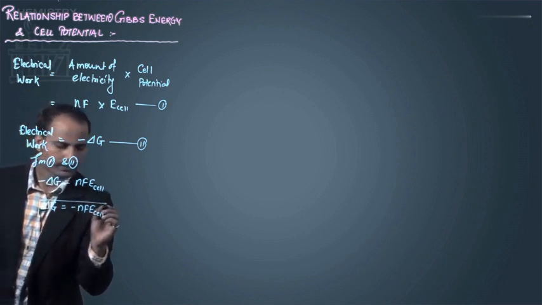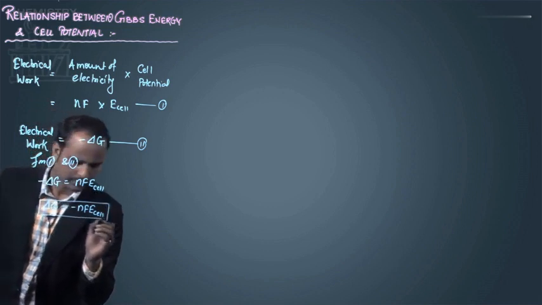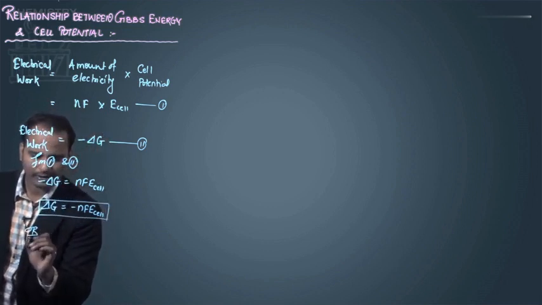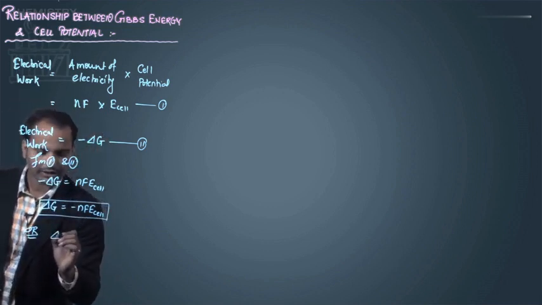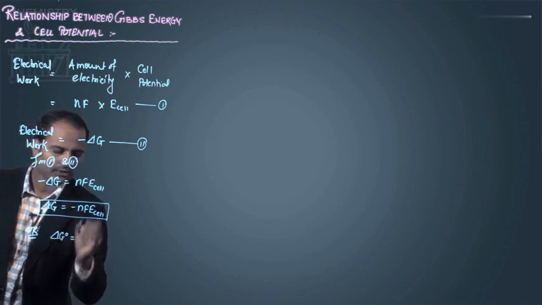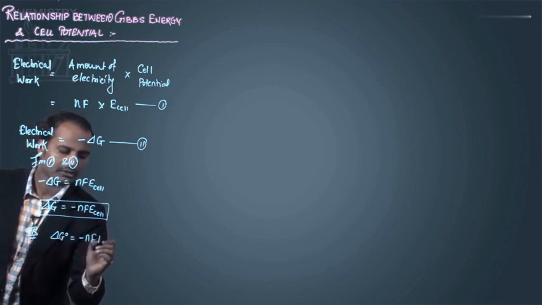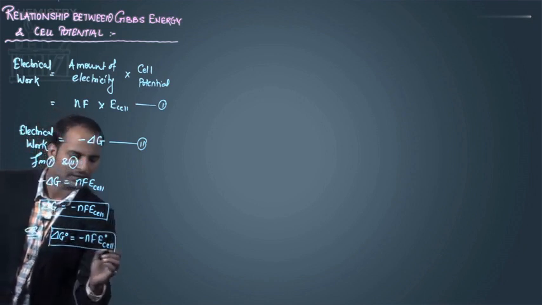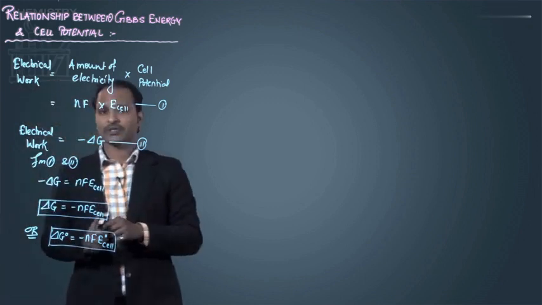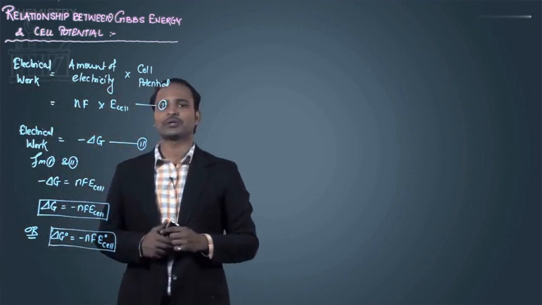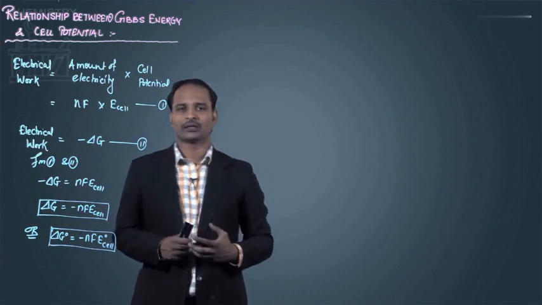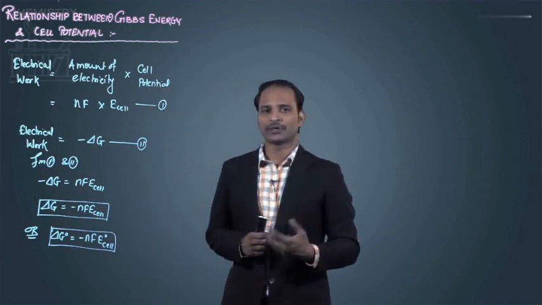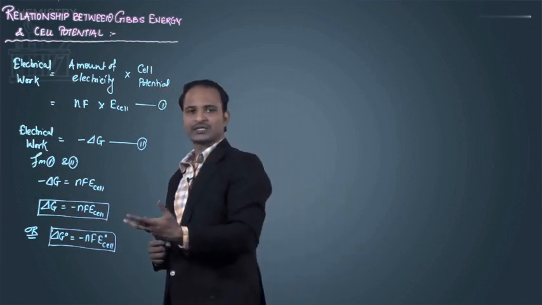The first, or suppose if I am considering standard Gibbs energy, then delta G naught is equal to minus nFE naught cell. Means if you are considering a standard Gibbs energy, then the standard Gibbs energy formula involves the standard cell potential. This gives the relationship between the Gibbs energy and E cell. Means if you know the cell potential, then simply you can calculate the Gibbs energy by using this formula.